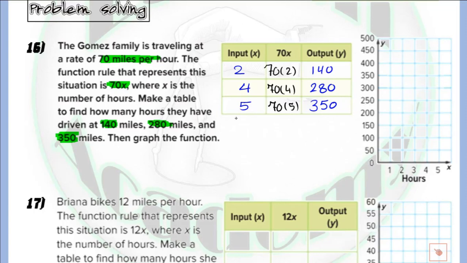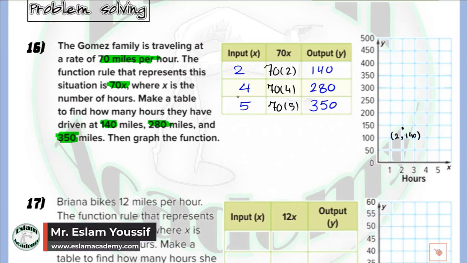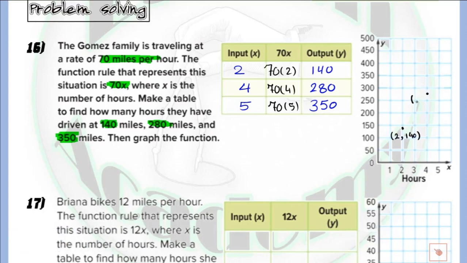Now we have ordered pairs. For each 2 hours, it represents 140 miles. And that will be represented by the ordered pair 2 and 140. For each 4 hours, it represents 280, so I'm going up to 280. And that will be represented by the ordered pair 4 and 280. For each 5 hours, we are going up until 350. And that will be represented by 5 and 350.